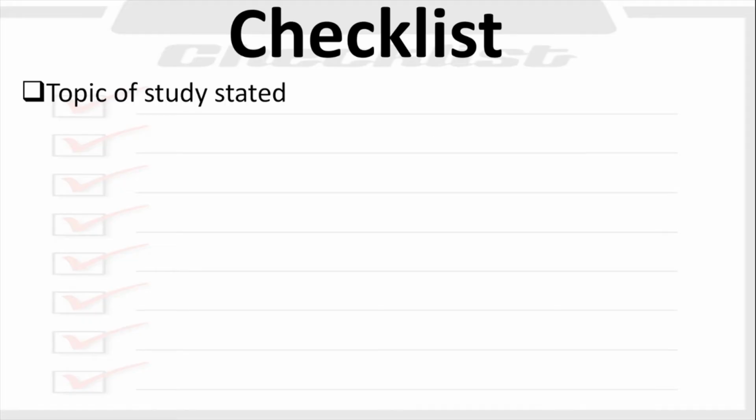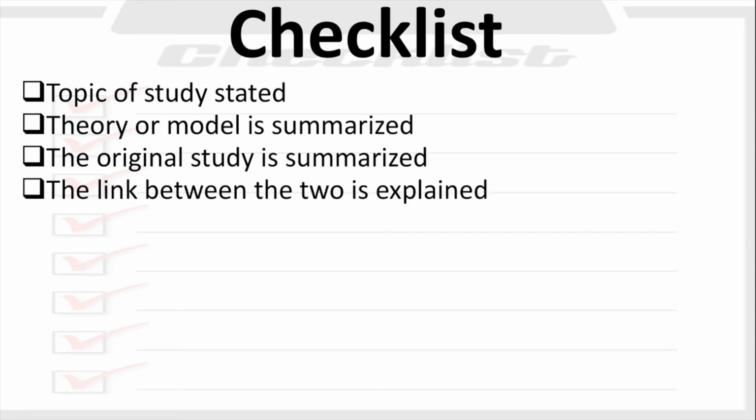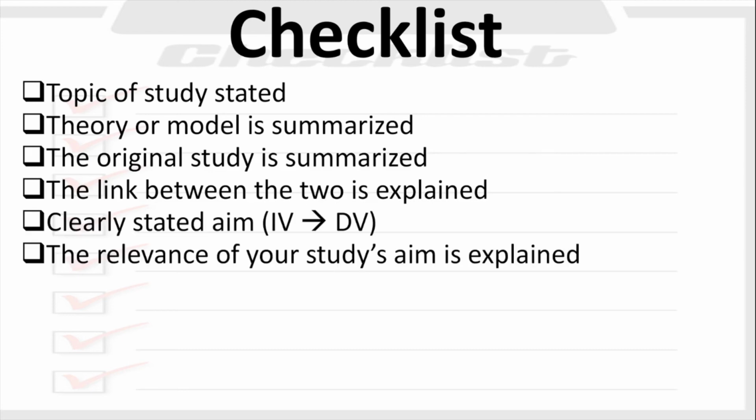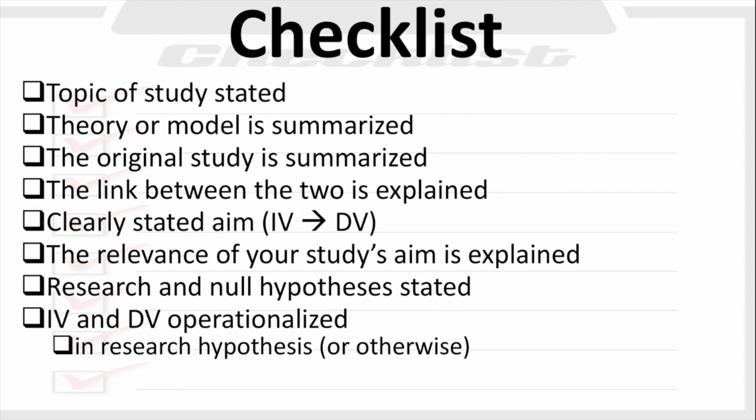So if we have a look at the checklist for the introduction, this is just for the complete introduction. Make sure that you've got your theory or model summarized, the original study, the link between the two is explained in the three ways that I've just shown. You state your aim, the relevance of your aim, your research and null hypotheses, your IV and DV are operationalized, and ideally in the research hypothesis, but if not, you can operationalize them in a separate paragraph.